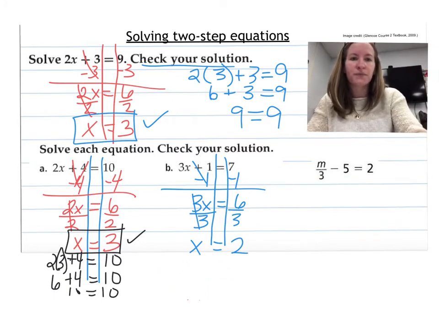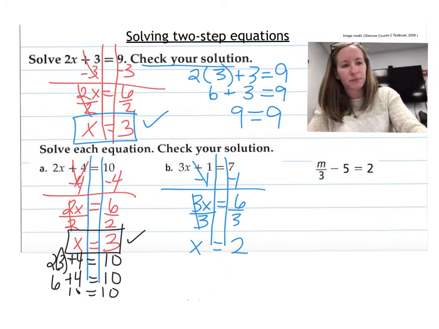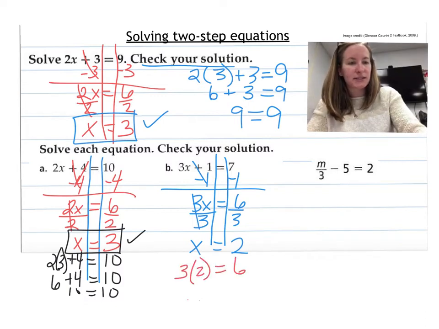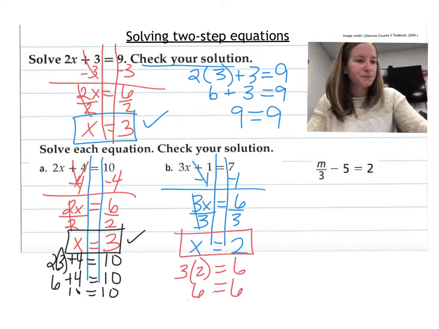Luckily, I knew it was 2, so let's prove it. Math lawyers, proving it. 3 times 2 equals 6. 6 does equal 6. Woohoo!